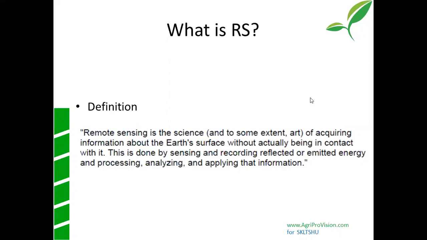It could be through a photograph, it could be through some other sensors. Basically, it could be through an emission of radiation or anything. You're getting the data directly from a distance without even coming into contact with it. That's all about remote sensing.